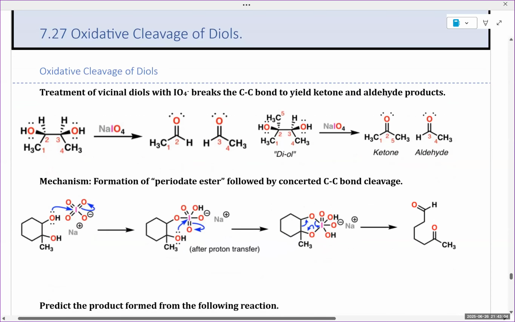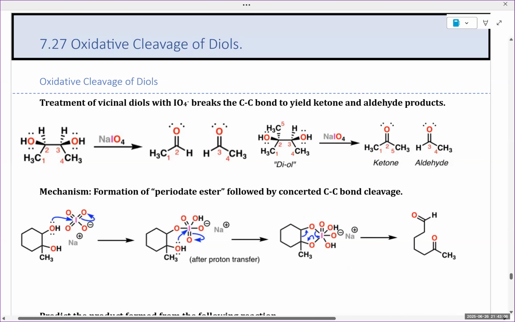Now, what can we do with diols? Well, diols can actually be subjected to a reaction known as oxidative cleavage. So we can treat vicinal diols, which are 1,2 diols. If you have an alcohol at carbon 1 and 2 at adjacent carbons, these are known as vicinal diols.